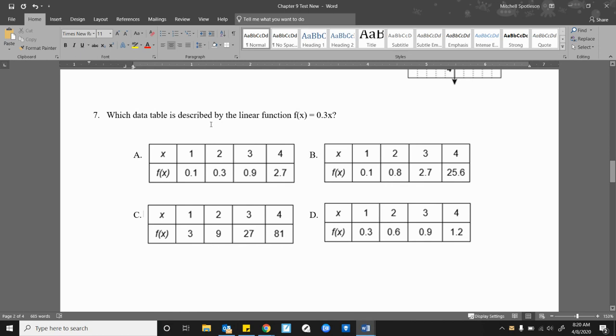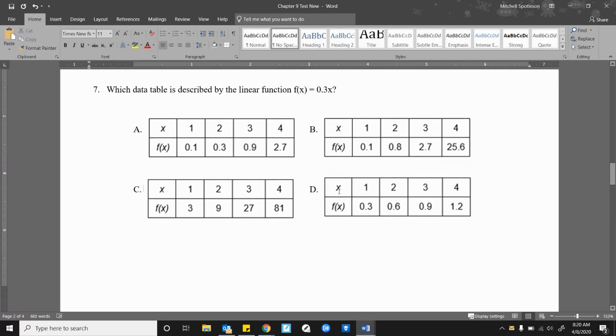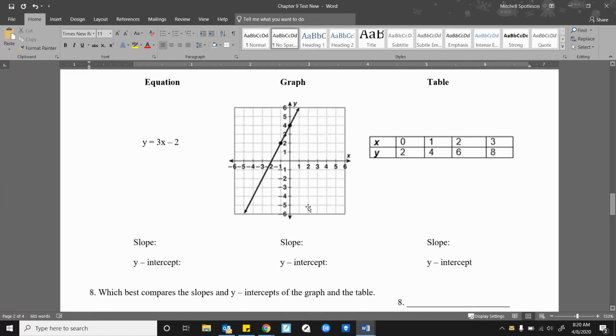Number 7, which data table is described by the linear function. Just take the x values, plug them in for x right there, and whichever one gives you the correct y values, or the f of x values, is the correct answer.